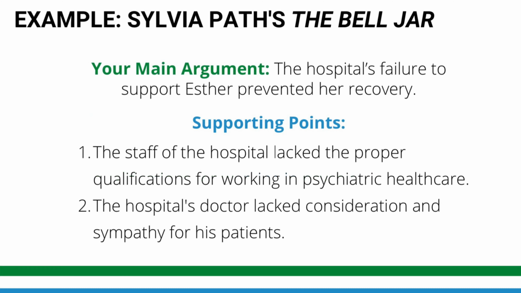So let's try this with the example we used earlier from The Bell Jar, stating that the psychiatric hospital's failure to support Esther is what prevented her from recovering. One topic paragraph that supports the main thesis could be that the hospitals had unqualified staff. Another supporting paragraph could be that the doctor has a lack of regard for his patients, and that prevents Esther from recovering. These are two subpoints that fall under and emphasize the main thesis's argument.